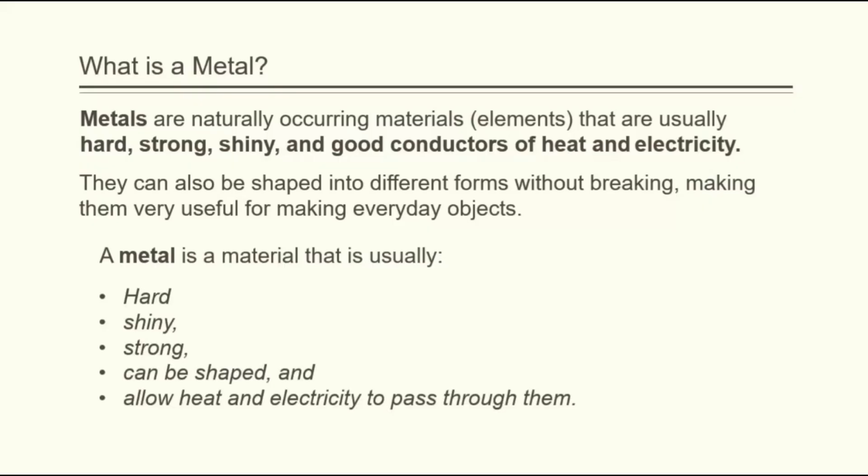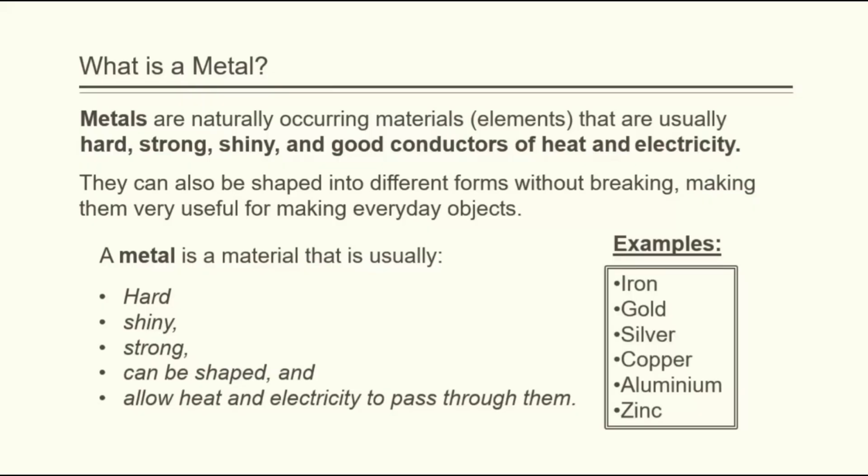A metal is a material that is usually hard, shiny, strong, can be shaped, and allow heat and electricity to pass through them. For example, iron, gold, silver, copper, aluminum, and zinc.